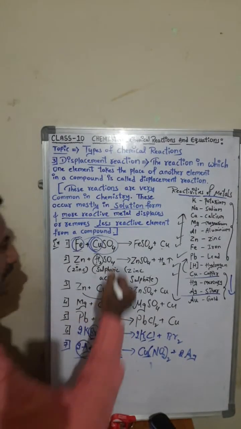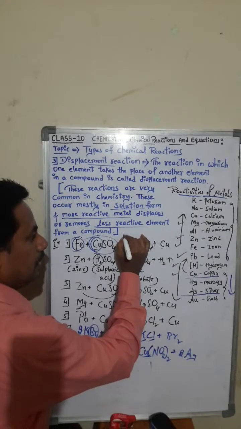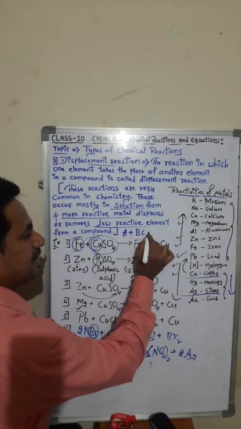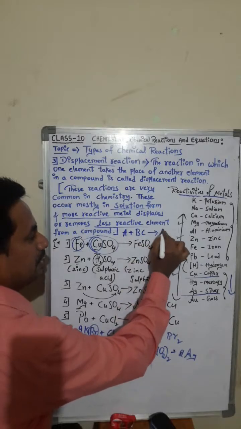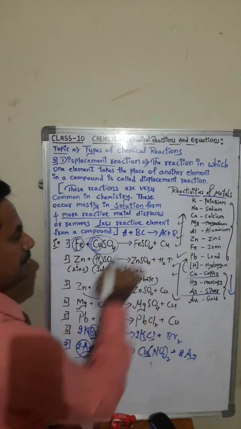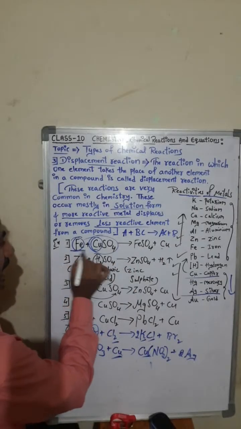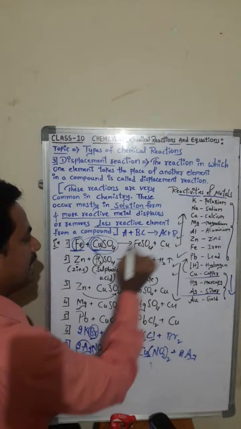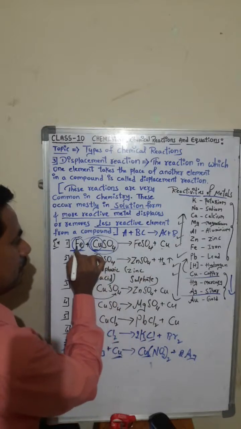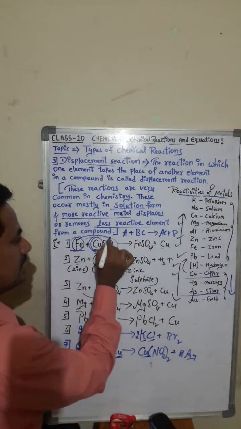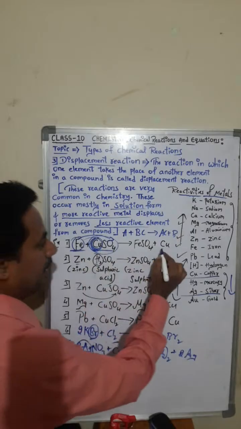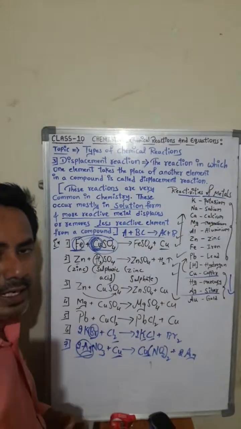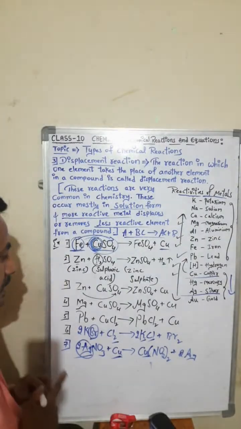So see here, A plus BC. What happens? AC plus B will be separated. Same thing here. A is iron, BC is CuSO4. AC is formed, A plus C, and this B is separated, students. Got it? That's why I have given this formula, it will become very easy for you.